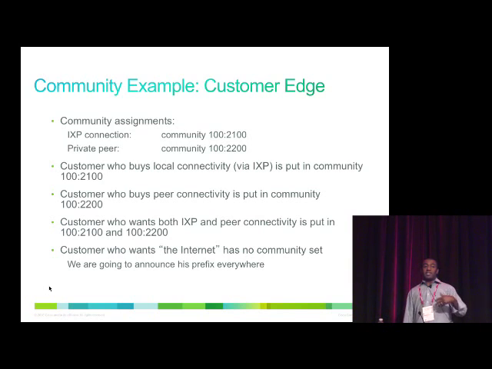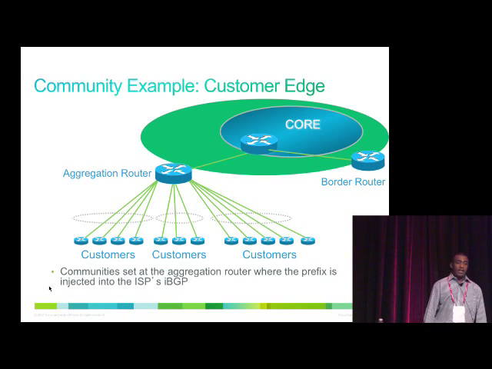So the internet means everybody gets the internet, and some customers can get, in addition to that, IXP connections, some may get the private connection as well. So here, when a customer route is received on an aggregation router, it is tagged with the appropriate community based on what the customer has purchased. If the customer has purchased everything, they will have all the communities. If the customer has purchased just the inter-exchange, then they will have the inter-exchange community, and so on.